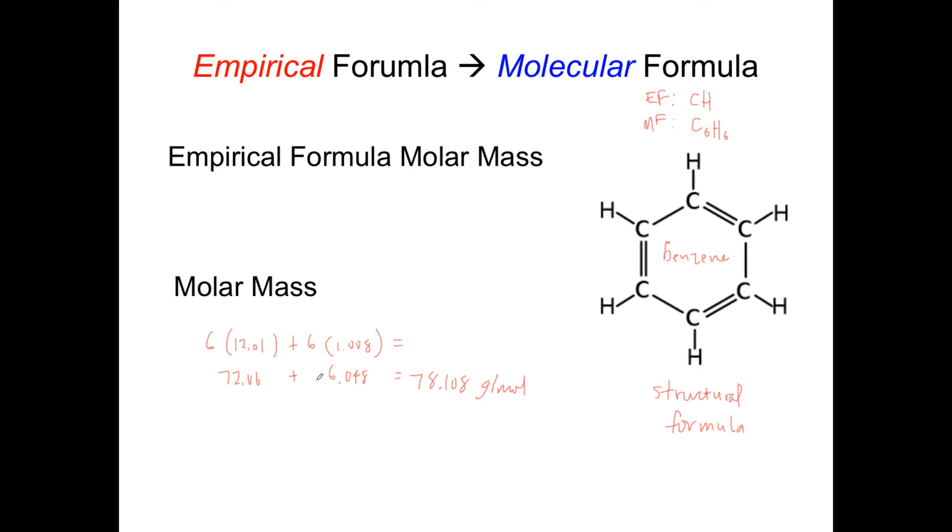So we've done molar mass before. What's the empirical formula molar mass? Oh, wow, okay. So the empirical formula is CH, and so the empirical formula molar mass must be simply 1 times carbon, 12.01, plus 1 times hydrogen, 1.008. Okay? So this turns out to be, well, 13.018, okay? Grams per mole.